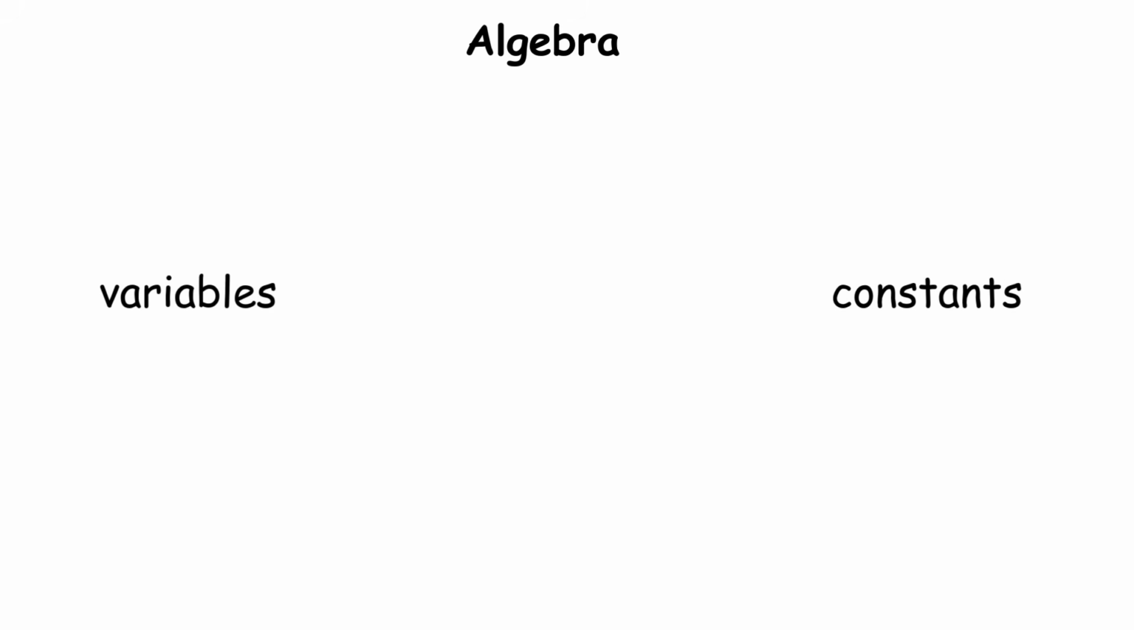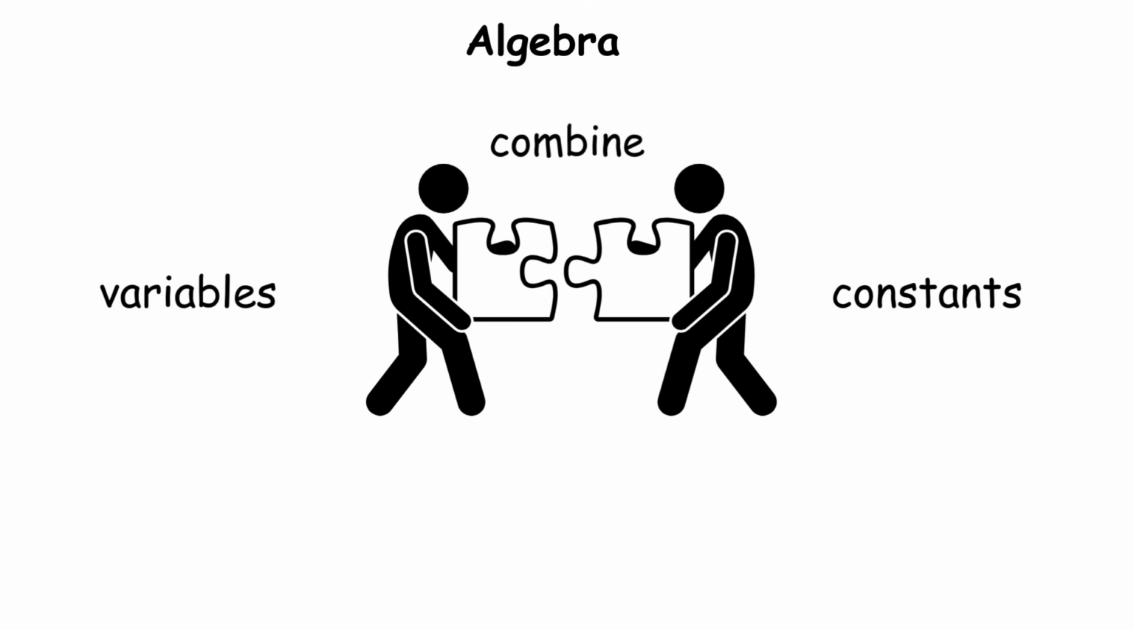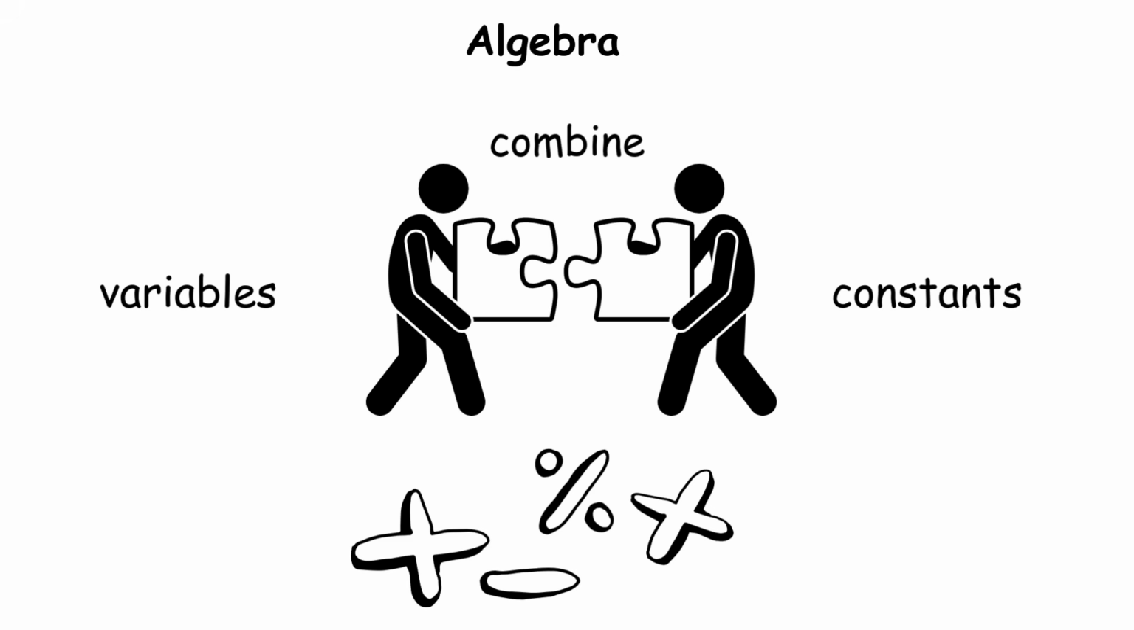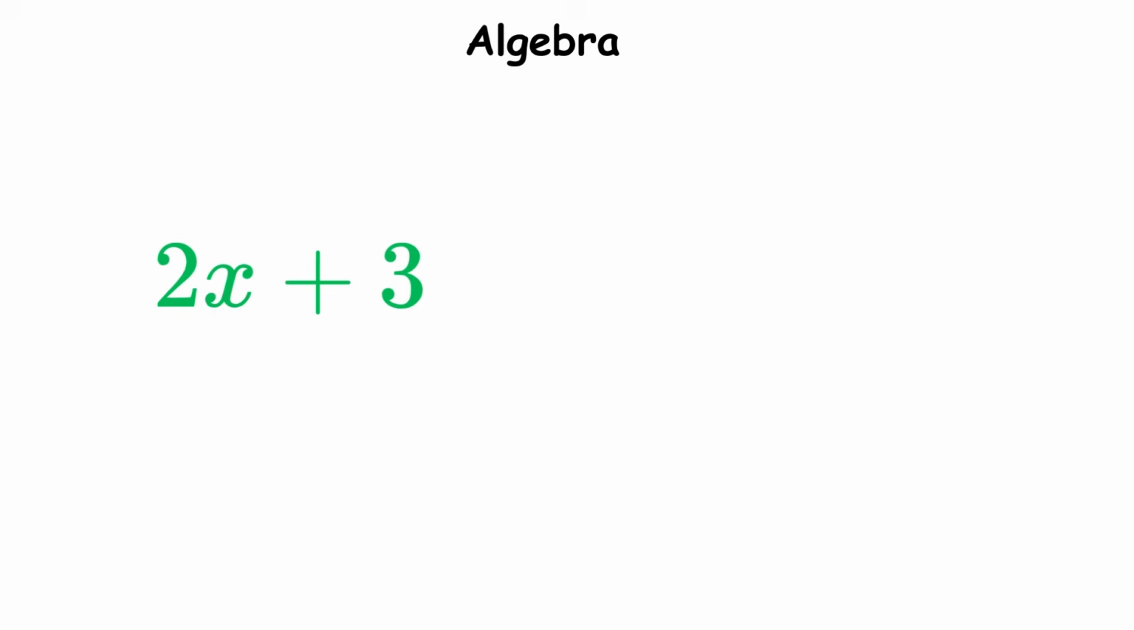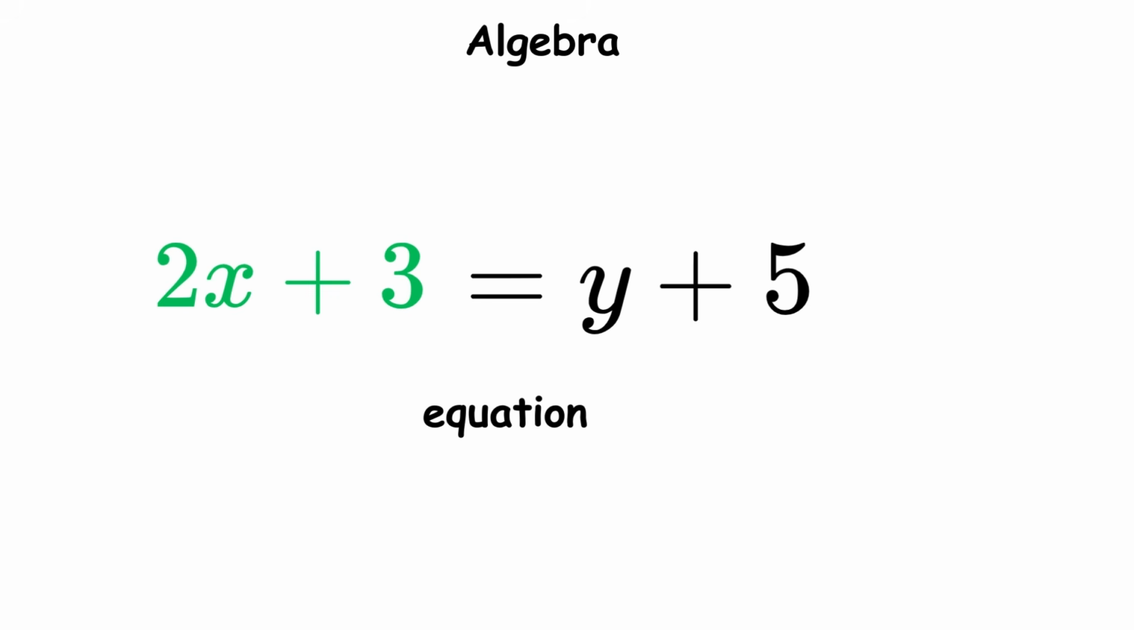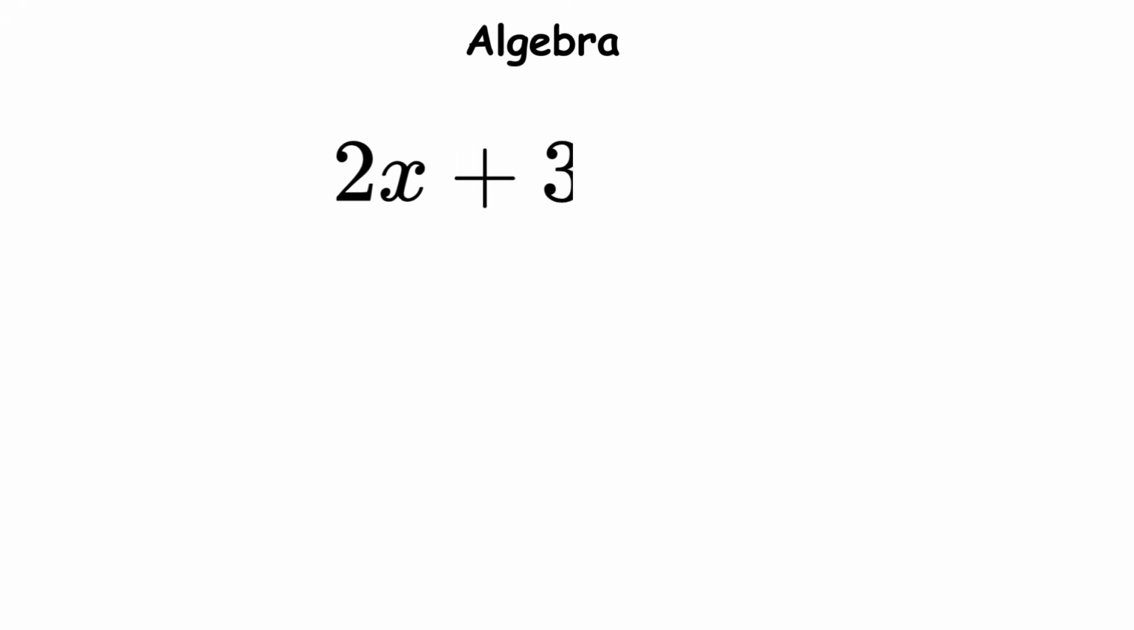When variables and constants are combined using mathematical operations such as addition, subtraction, multiplication, and division, we get expressions. For example, 2x plus 3. If we place an equal sign between two expressions, we form an equation, like 2x plus 3 equals 7.